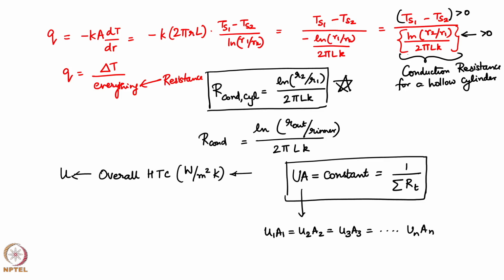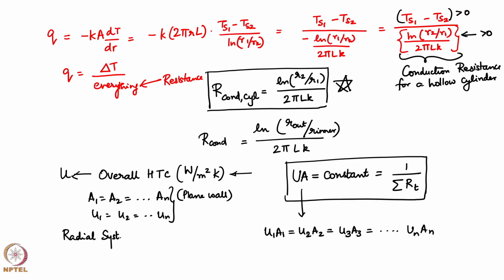In a plane wall, of course, none of this will change, because A1 equals A2 and so on in a plane wall. Therefore, U1 equals U2 equals UN, whereas in a radial system U is not a constant, but U times A is a constant. That is what I need you to see here.